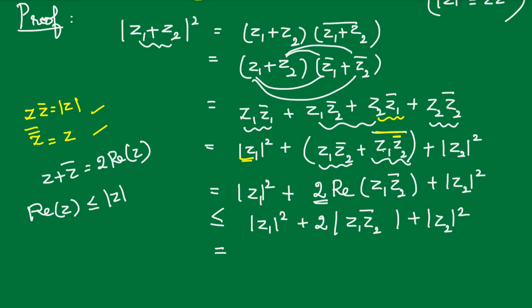Now this is equal to modulus of Z1 squared. Now this is equal to modulus of Z1 Z2, which can be written as modulus of Z1 into modulus of Z2.